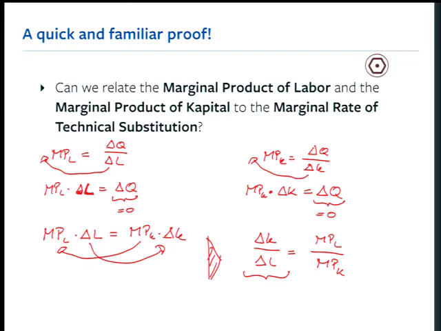So what I've done here is I've simply shown that the marginal rate of technical substitution, which we defined as the change in capital over the change in labor on a given isoquant, is simply proportional to the ratio of marginal products, right?